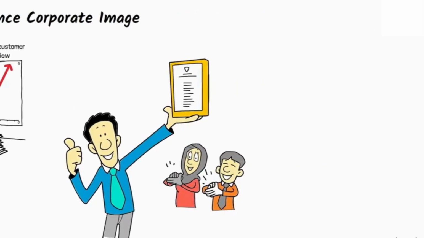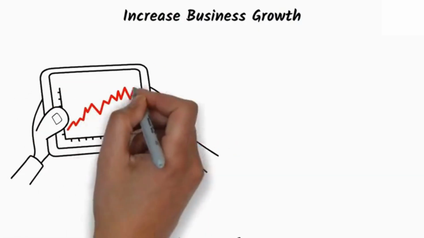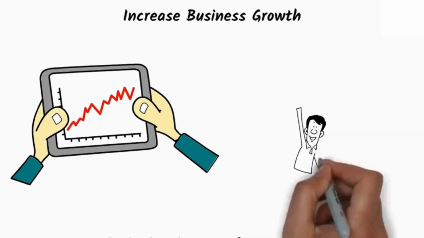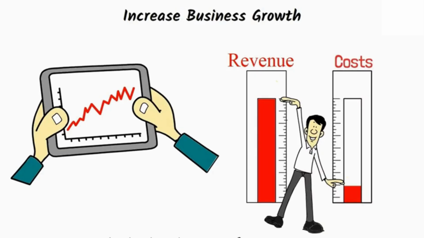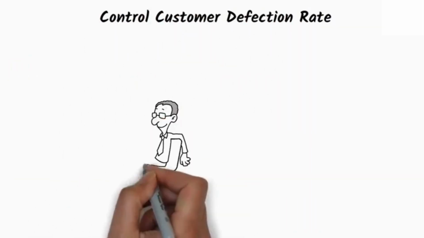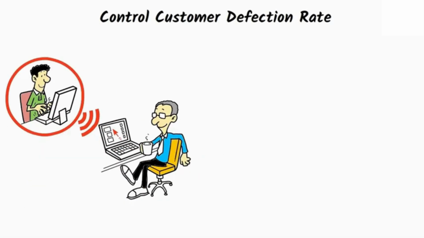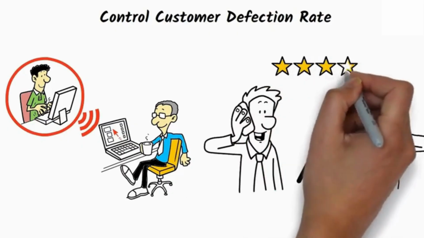marketing. Business growth. CRM systems enable businesses to identify new opportunities, improve customer acquisition and retention rates, and make data-driven decisions. By optimizing marketing and sales efforts, businesses can drive revenue growth, expand market share, and achieve sustainable business growth. Control customer defection rate. CRM empowers businesses to proactively engage with customers, address their concerns, and provide timely support. By nurturing customer relationships and ensuring customer satisfaction, companies can minimize customer churn and control customer defection rates.